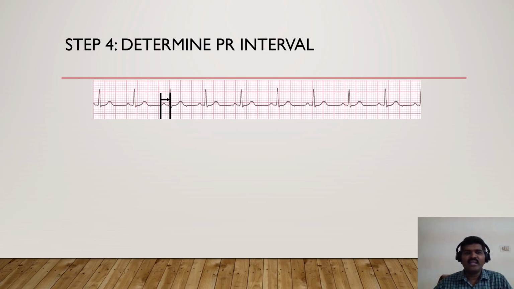Next comes the determination of the PR interval. As you all know, the PR interval is the AV nodal delay. Its normal is 0.1 to 0.2 seconds, that is 3 to 5 small boxes.